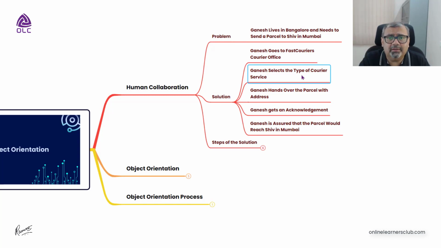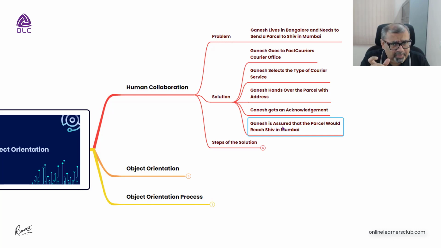So I will select a particular courier service, and then we need to hand over the parcel to the respective courier person with the relevant address of Shiv. And once Ganesh hands over the parcel with the address, Ganesh will get an acknowledgement and Ganesh is assured that the parcel would reach Shiv, who is in Mumbai. Okay, so this is the process to solve the problem of sending the parcel to Shiv.